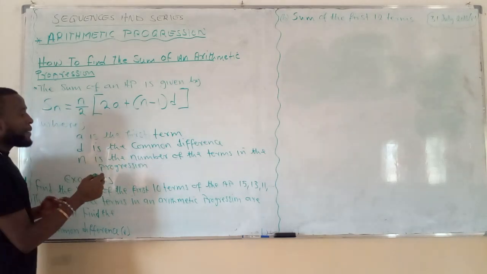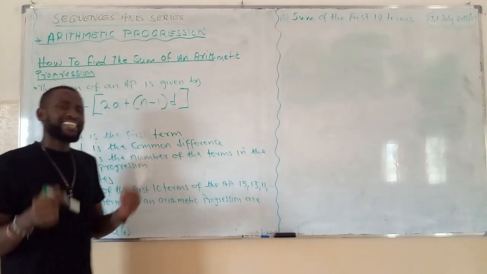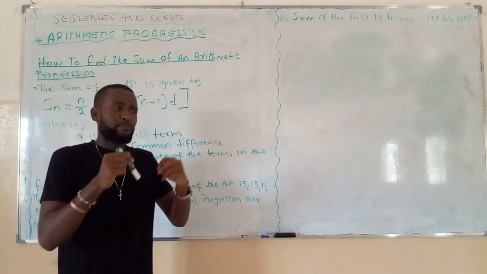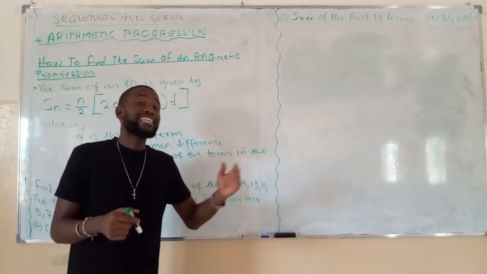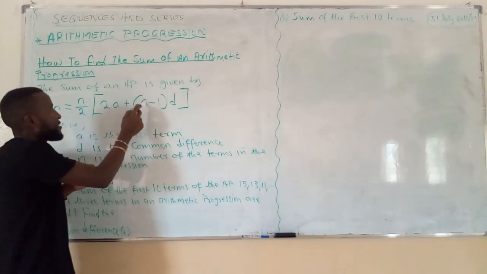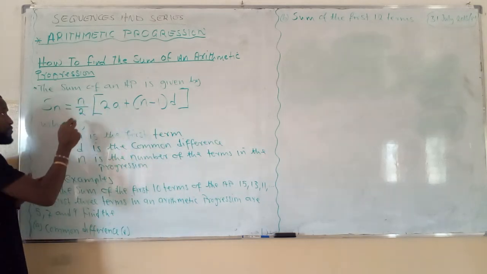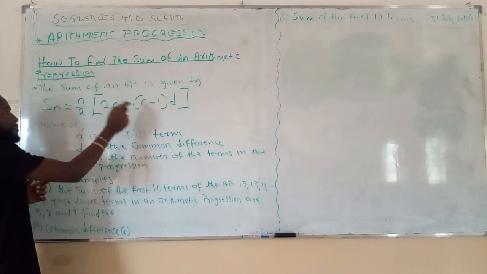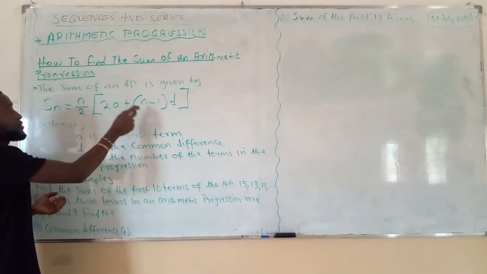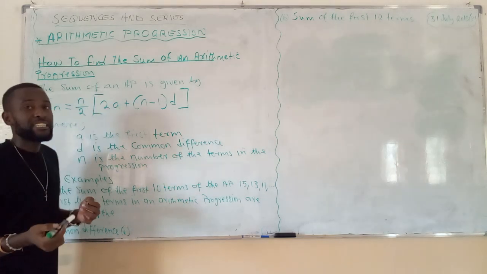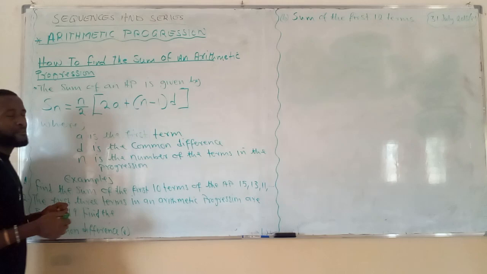n is the number of terms in the progression. So if they give you 10 terms, meaning that where there is n in the formula, you replace it with 10. If they give you 20, where there is n in the formula, you replace it with 20. If they give you 2, you replace n with 2. That is what they mean by the number of terms in the progression.